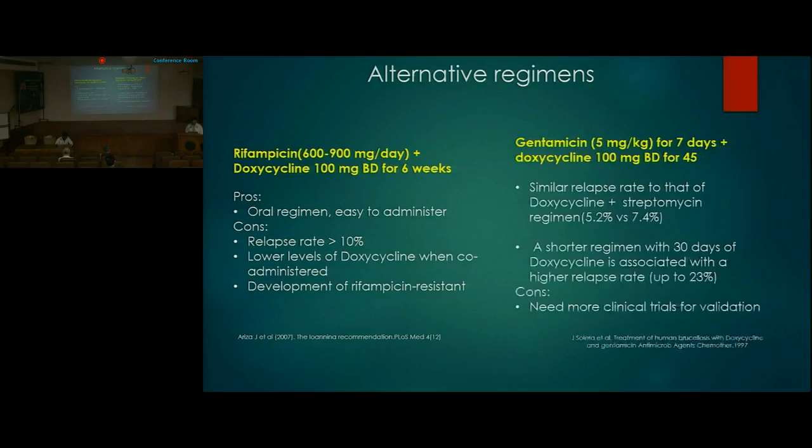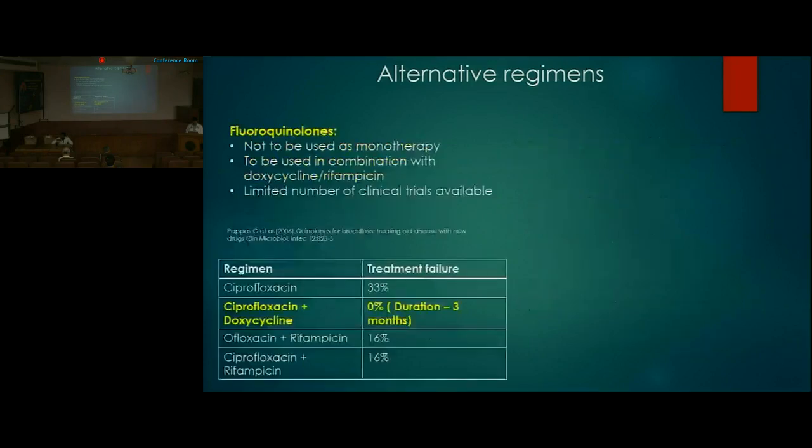Other regimen include gentamicin, in which it's given for only 1 week with doxycycline 100 mg BD for 45 days. This regimen has a similar relapse rate with doxycycline and streptomycin. By reducing the duration of doxycycline treatment to 30 days, it has been seen that the relapse rate has increased up to 23%. But this trial required further clinical trial for the validation.